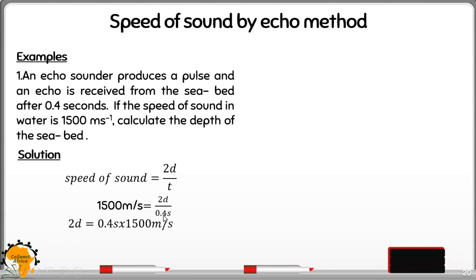So first of all, we eliminate our denominator by multiplying both sides by 0.4. So you have 2d equals 0.4 times 1,500 meters. Now to get the value of d, you divide through by 2. You get that the distance or the depth is 300 meters.